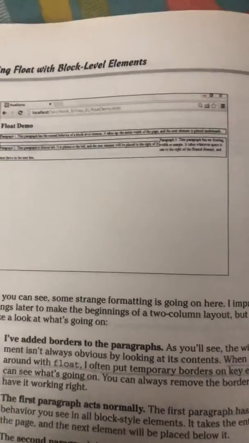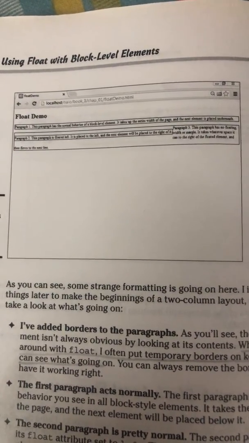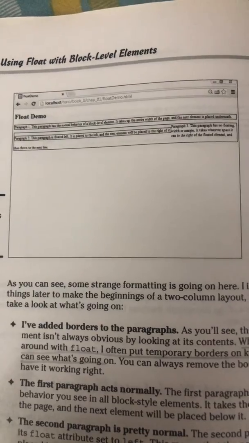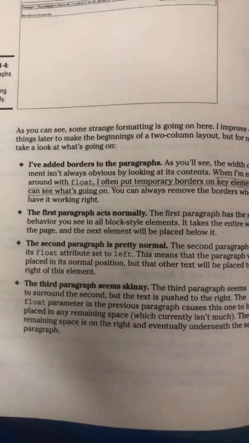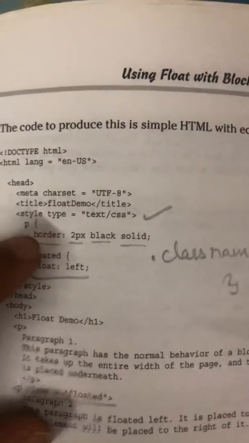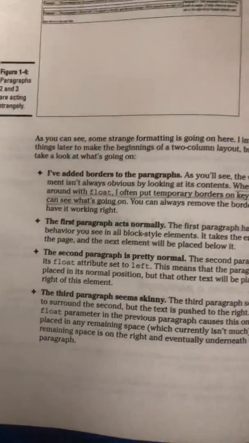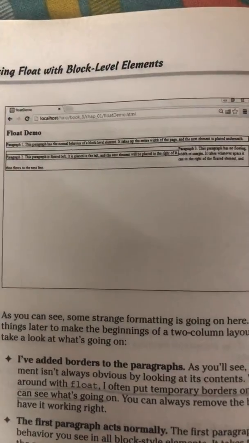So this means the second paragraph will float towards the left. It is doing that, but the only problem with this code is it is not telling paragraph 3 where to start. So by default, what happens using this code is that I have added borders to the paragraphs. That's the simple thing. That's what this line here does: border 2 pixel black solid. The second thing is the first paragraph is acting normally. The second paragraph is also pretty normal. It's squeezed towards the left.